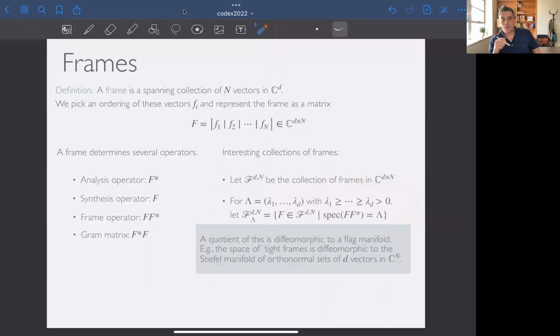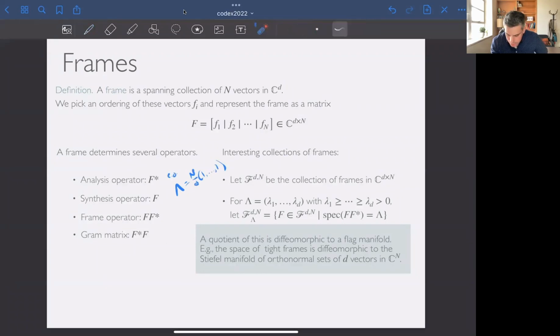But as I start imposing different prescribed data on my frames, I get more interesting collections. By interesting, I mean the geometry of the collection becomes more complicated. So first I can prescribe a spectrum. The example we had before is to prescribe that the spectrum of a frame is constant, which is to say that its frame operator is the identity matrix or a multiple of it.